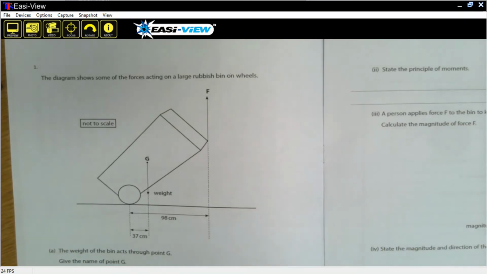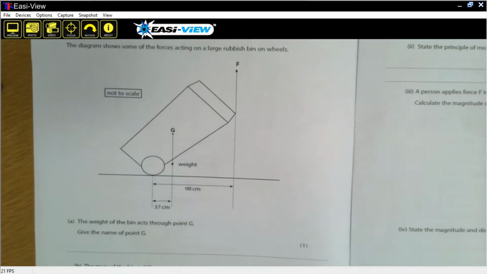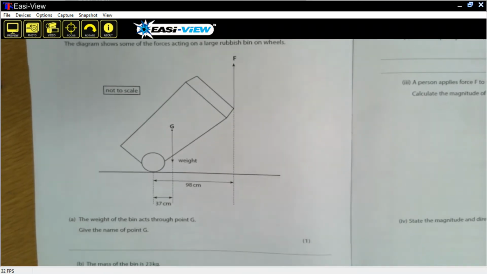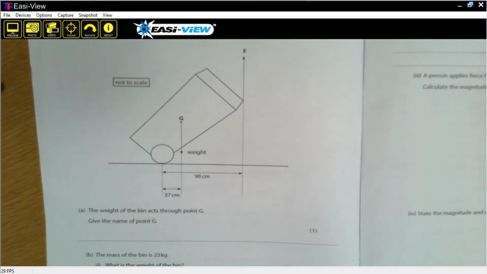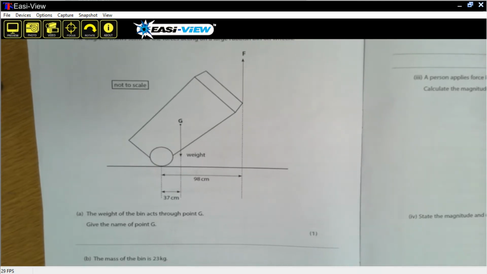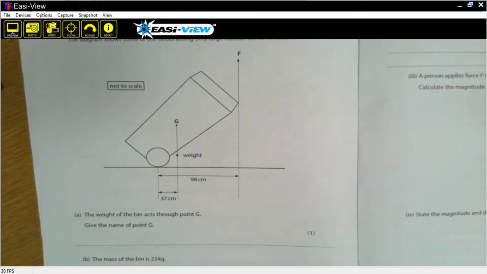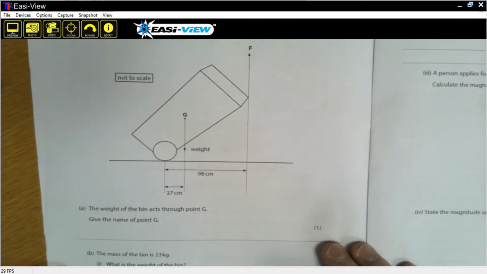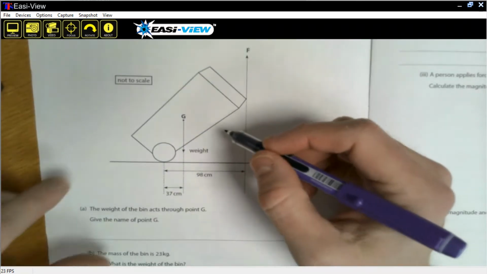So question 1 from paper 2 of the additional assessment. And this question is all about moments and the principle of moments. So we're given a diagram where we have a wheelie bin that is tilted to one side. And if you've helped out in your own homes by moving the wheelie bin around, you'll have some familiarity with this situation and the forces involved.